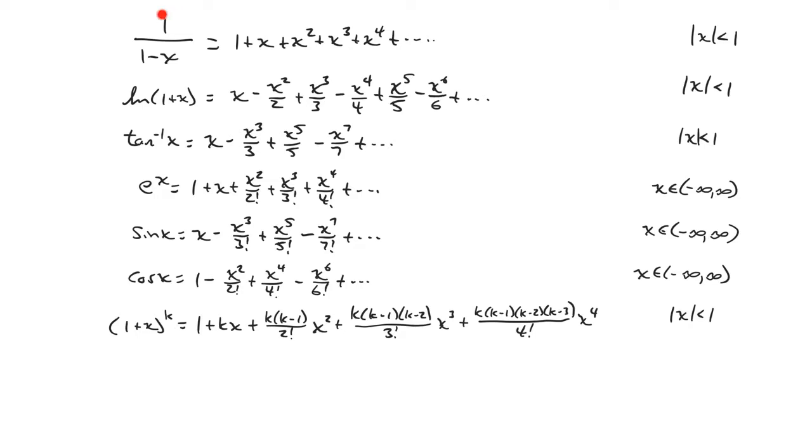We've got 1 over 1 minus x, that's the geometric series, the natural log of 1 plus x, inverse tangent, e to the x, sine of x, cosine of x, and 1 plus x to the k, the last one being the binomial series. Now, in order to prepare us for what we're about to see, I want to make some observations here. First of all, 4 of these have factorials. The last 4 in particular have factorials in them.